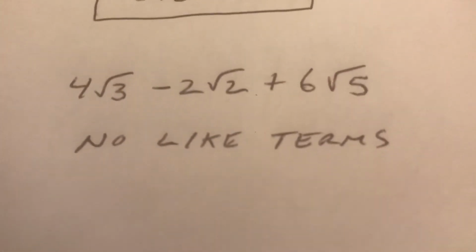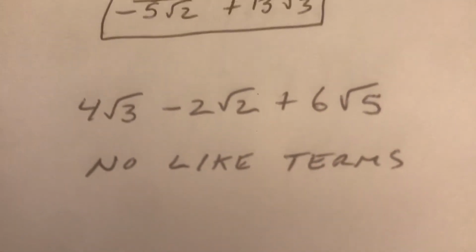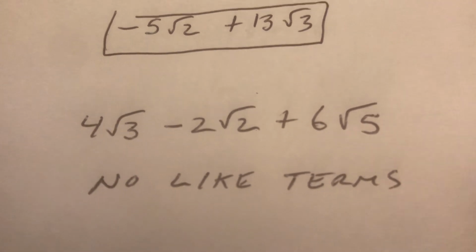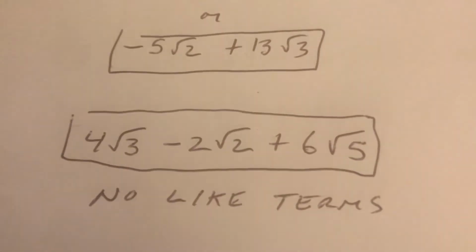And finally, the last one, you can see there are no like terms. Here's a square root of 3, here's a square root of 2, square root of 5. You can't do anything there. So that's your answer. Enjoy.